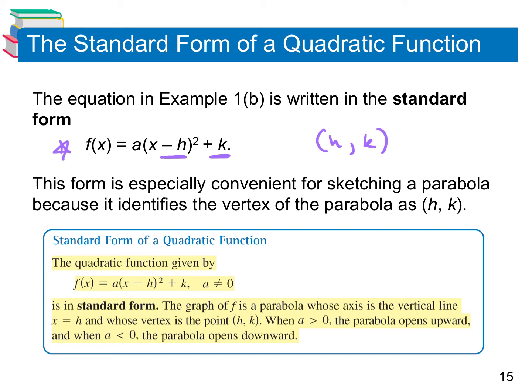So here we have our H and our K. The A out front will tell us if it opens up or down. H and K is our vertex. Notice how it's -H, so you always flip the sign of your H when you put it into your vertex.